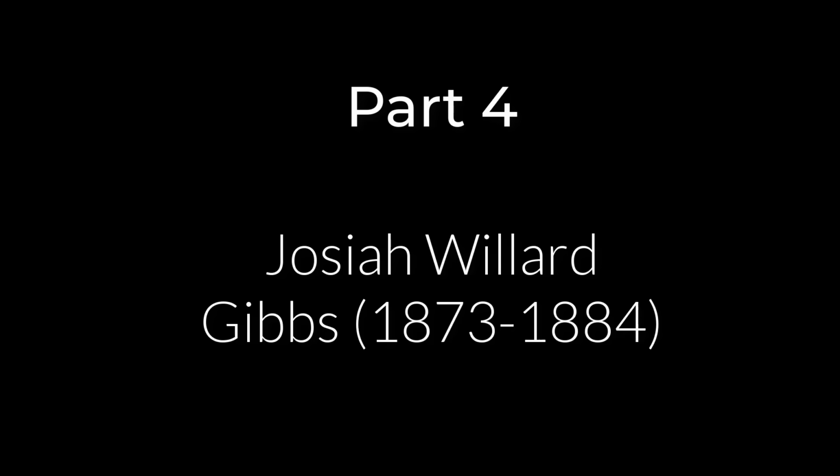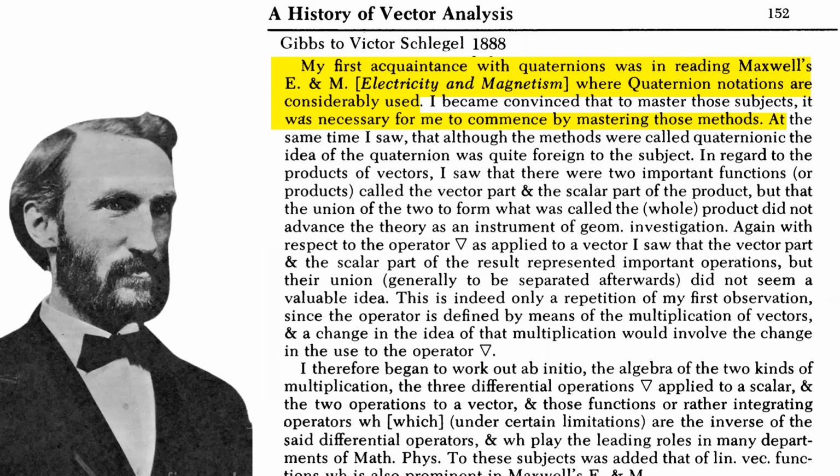Part 4. Josiah Willard Gibbs, 1873 to 1884. Gibbs, who was 7 years younger than Maxwell and Tait, was a longtime collaborator with both of them on the subject of statistical mechanics, a term he coined. So it's no surprise that Gibbs read Maxwell's 1873 book on electricity and magnetism. That is where Gibbs learned about quaternions, and Gibbs decided that it was necessary to commence mastering these methods.